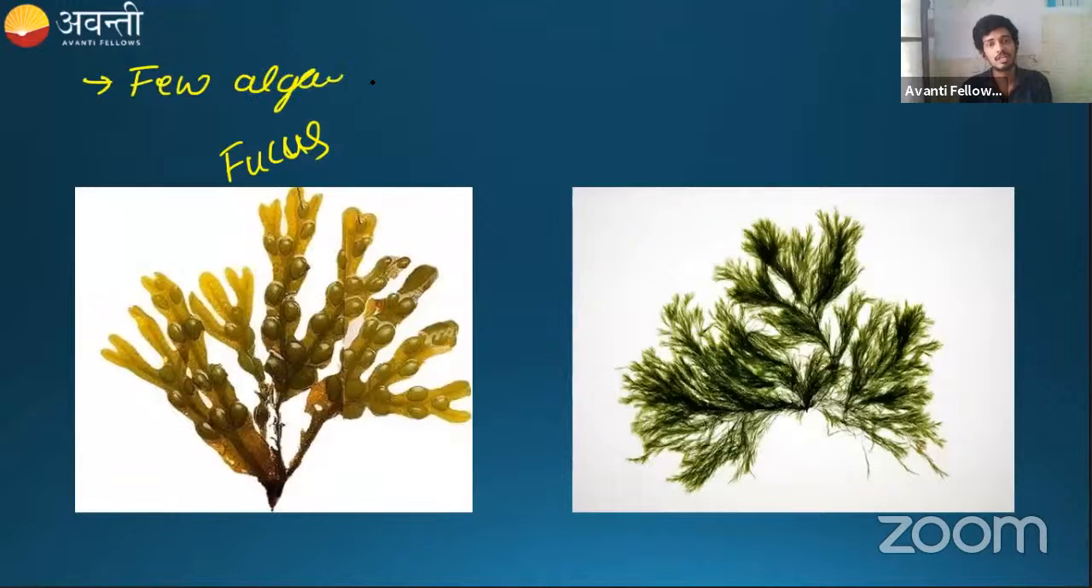Few algae will go through this haplodiplontic life cycle. Okay, sorry, diplontic life cycle. Few algae only, like Fucus. You have to tell that. We already saw this photo. Yes, only a few algae will go through this particular kind of process.